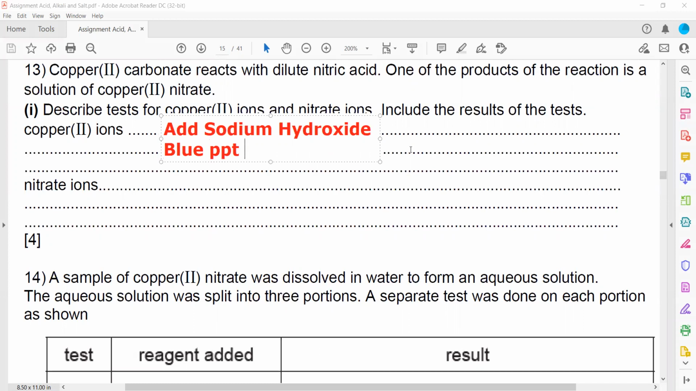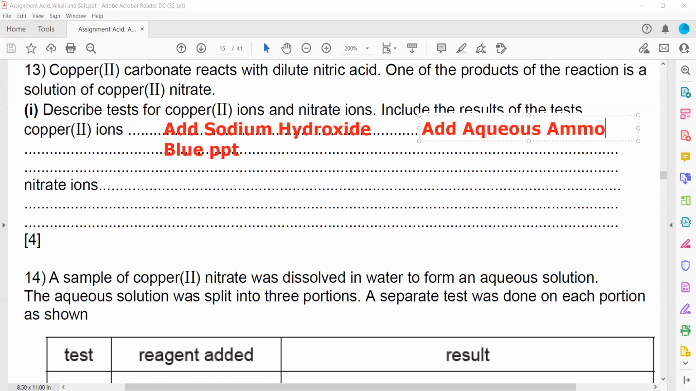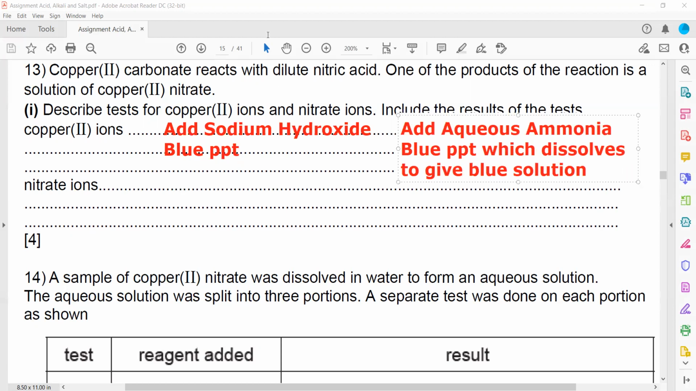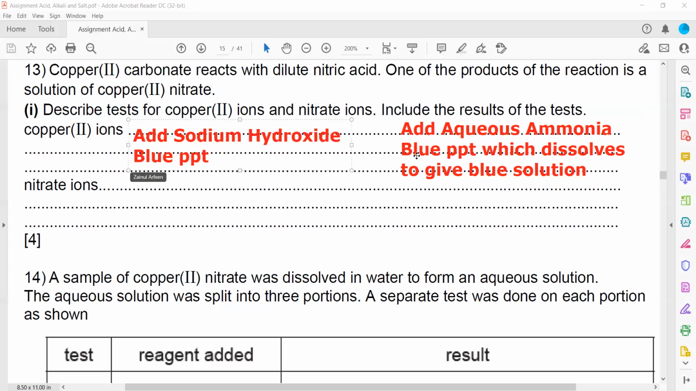Or any one of them you can mention, or you can mention add aqueous ammonia. So it will form a blue precipitate which dissolves to give a blue solution. The blue precipitate will be there, which dissolves, and as a result of dissolving, it will give a blue solution.